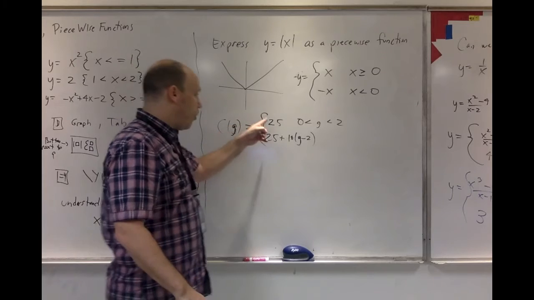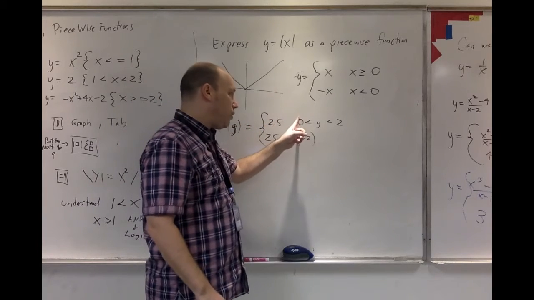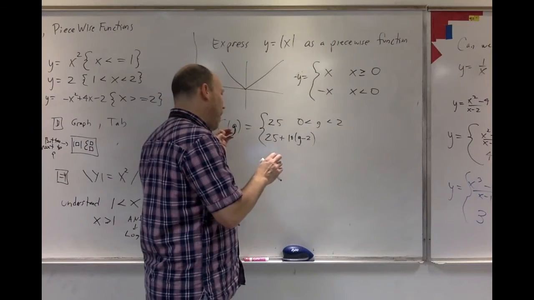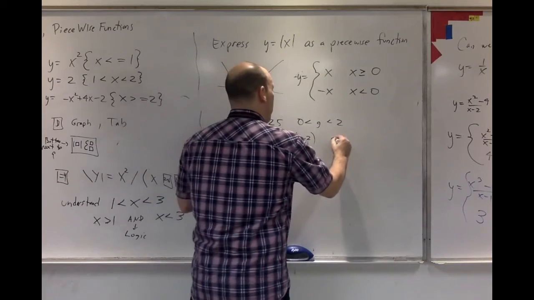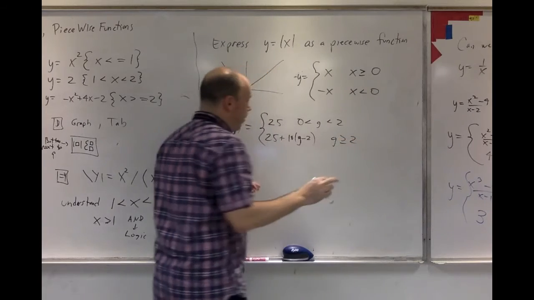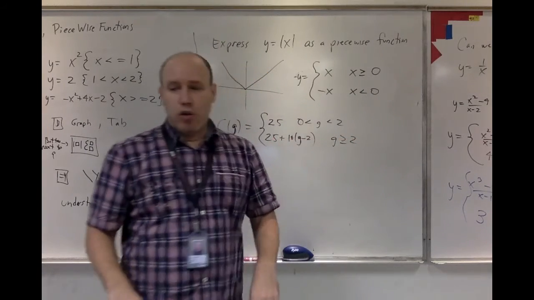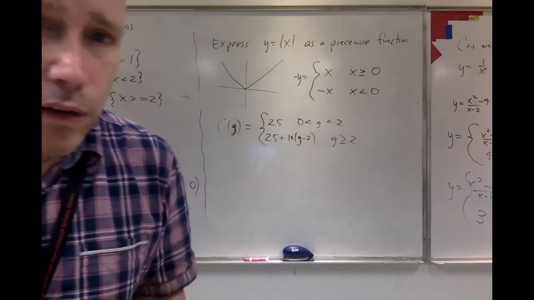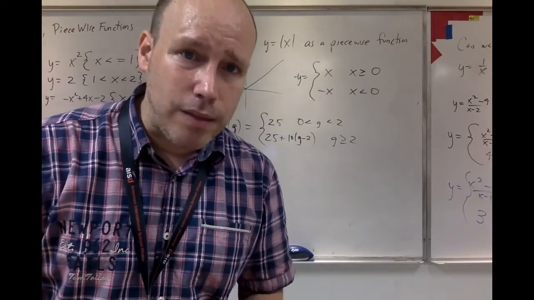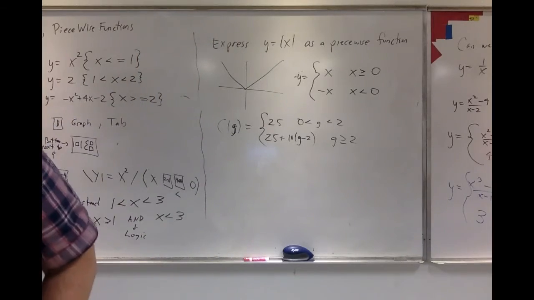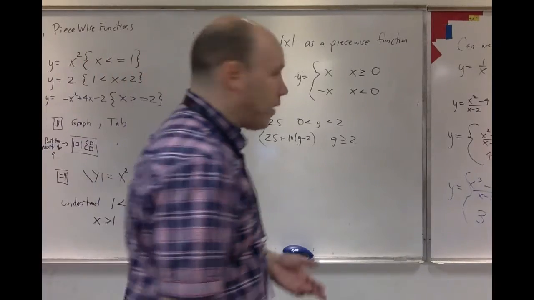Yeah, the cost for G gigabytes is $25 if you use between 0 and 2 gigabytes. The cost for G gigabytes, if you use greater than or equal to 2 gigabytes, is 25 plus 10 times G minus 2. So the question they would just want to know is, find the cost of using 1.5 gigabytes of data and the cost of using 4 gigabytes of data. We can graph this, or we can just figure it out.